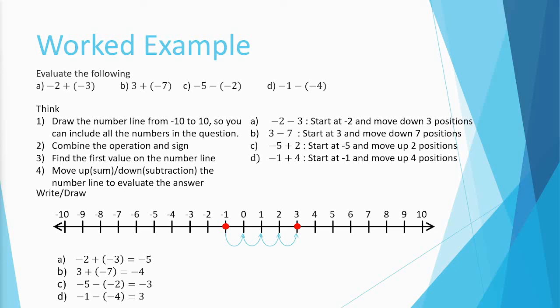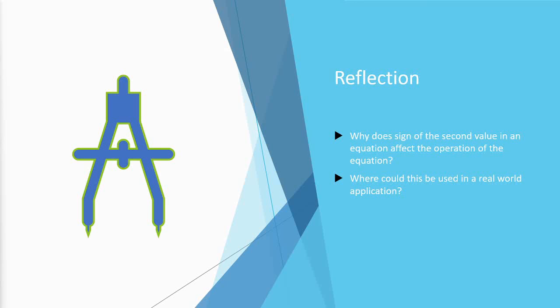So our reflection today is, why does the sign of the second value in an equation affect the operation of that equation? And where could this be useful in a real-world application? We gave a couple of examples in this video, but there are plenty more to think about.